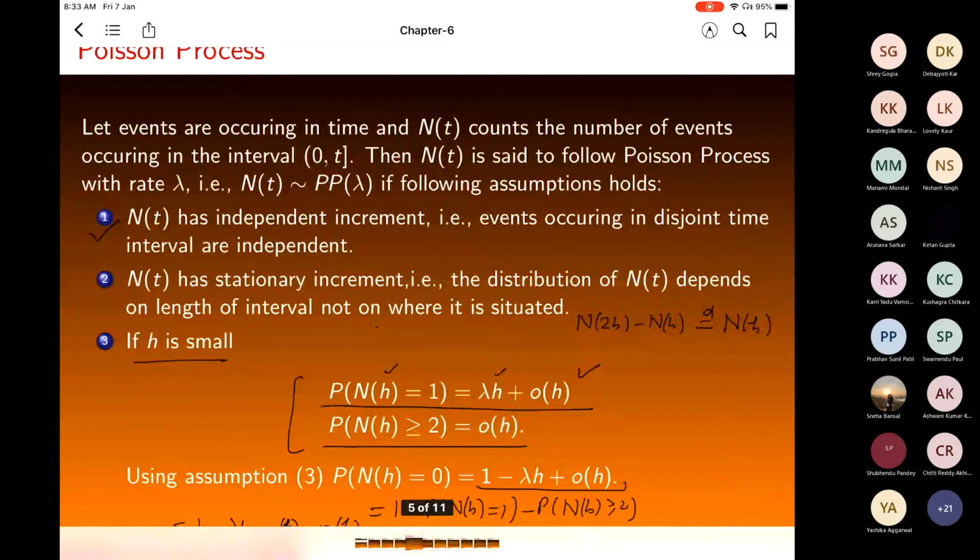So this is the definition of the Poisson process. That means N(t) is said to be a Poisson process if N(t) has independent increments. Independent increments means events occurring in disjoint time intervals are independent, and N(t) has stationary increments. That means the distribution depends on the length of the interval, not where it is situated. And if h is small, then in a very small interval, either 0 or 1 event can occur.